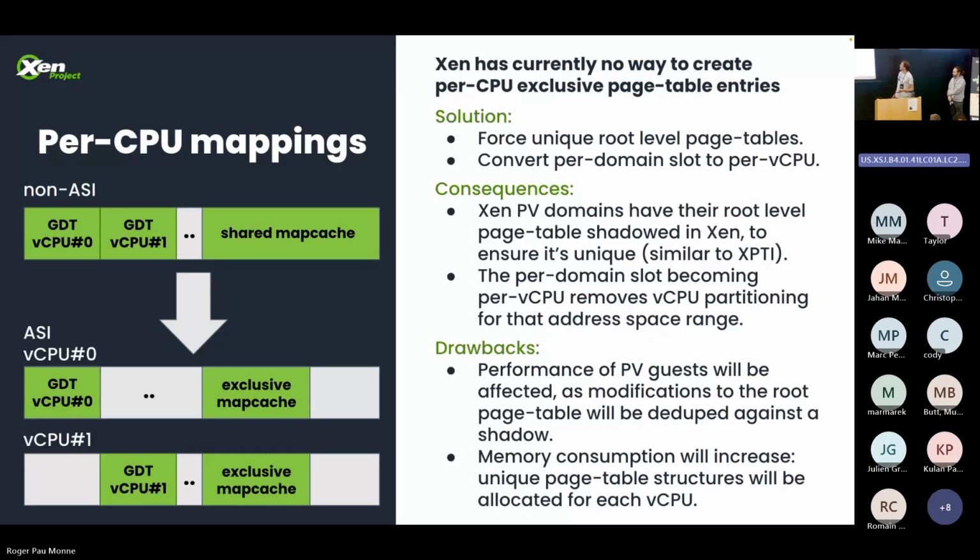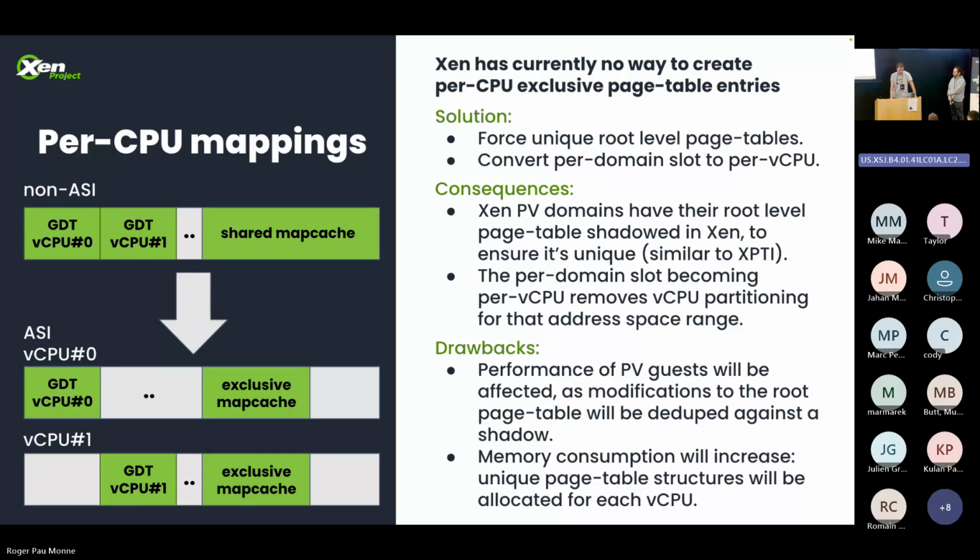One of the main problems that we have with creating per-CPU mappings is that the root page table on PV mode is controlled by the PV guest. That means that the PV guest can use the same root page tables on multiple vCPUs. And that's a big problem for us, because if the guest uses the same root page table on multiple vCPUs, we cannot create per-CPU mappings because the root page table will be the same across multiple CPUs.